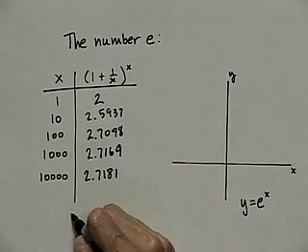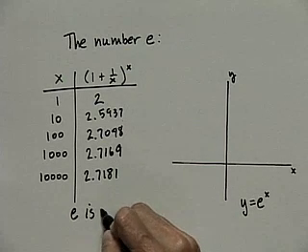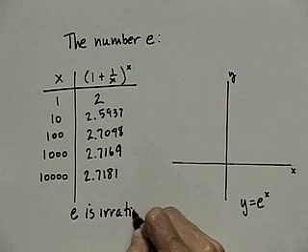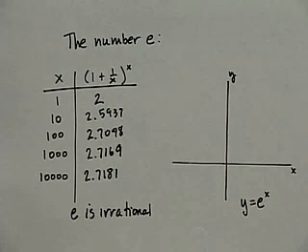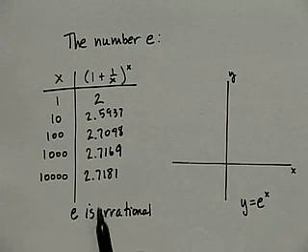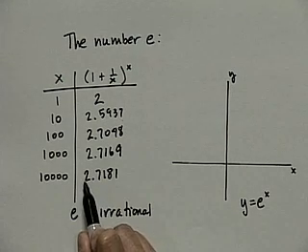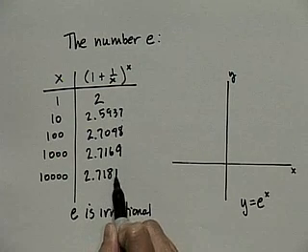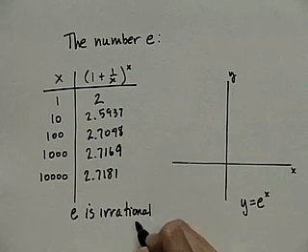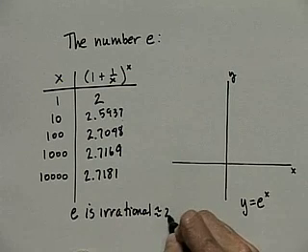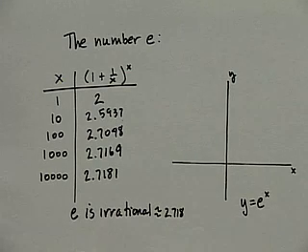Now, as I said earlier, e is irrational, which means it's a non-repeating, non-terminating decimal. It's approximately 2.7181 and some other digits. So we'll say it's approximately 2.718.